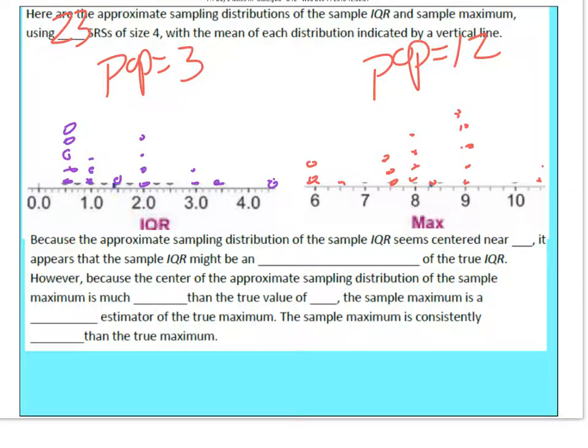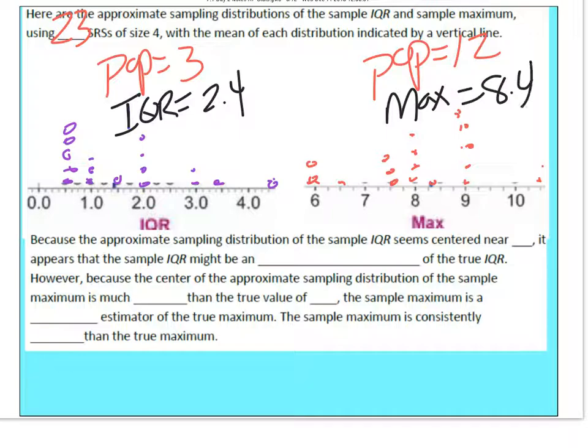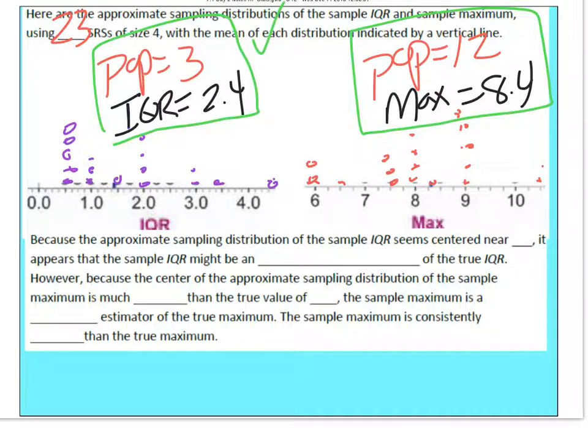If we add these up and take the average of the 23, you're going to find that the IQR for the sampling distribution was about 2.4. And the maximum, if we take the mean of all these maximums, the average was 8.4. Based on that, I should determine: are any of these unbiased estimators, are any of them biased? If we had to pick, clearly IQR would be our unbiased estimator, whereas maximum would be our biased estimator.